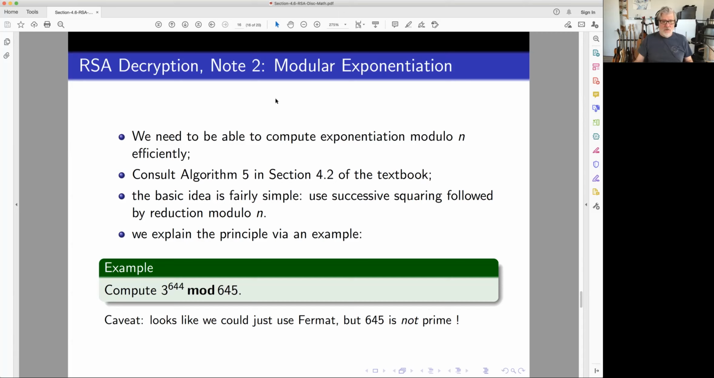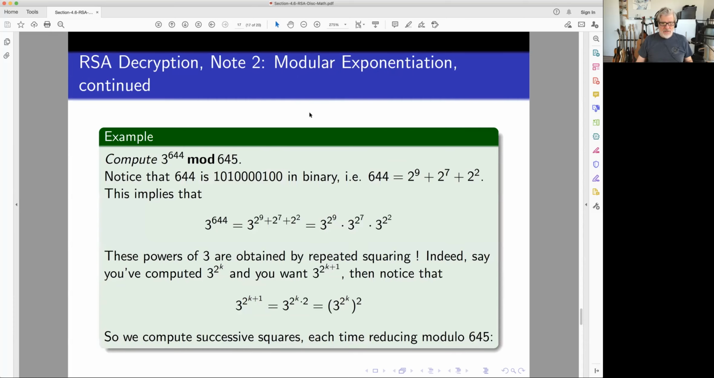Okay, so I wrote this. It looks like you can use Fermat, but you can't because 645 is not prime. So there's no reason why this should be congruent to 1. Okay. So how do we do this? Well, the trick is this.